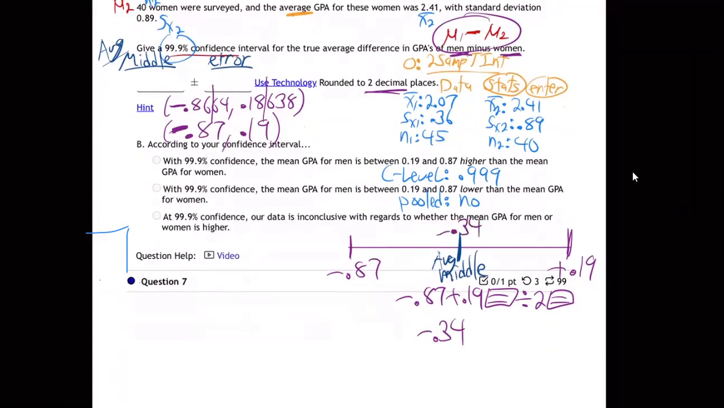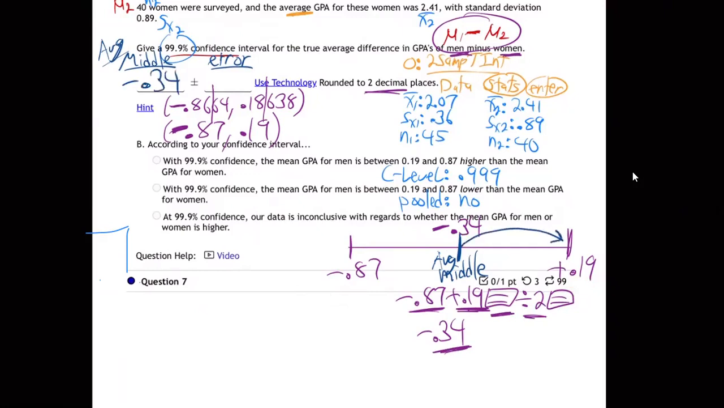You know how to find the middle of two things. You average them, right? You add them and divide by 2. So I added the two numbers, hit equals, and divided by 2, and I got negative 0.34. So that means that's the middle of the interval. That's right in the middle between negative 0.87 and positive 0.19: negative 0.34. So that's what goes right here, negative 0.34. That's the middle of the interval.